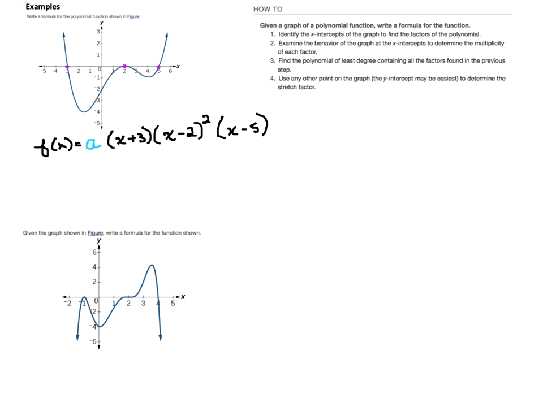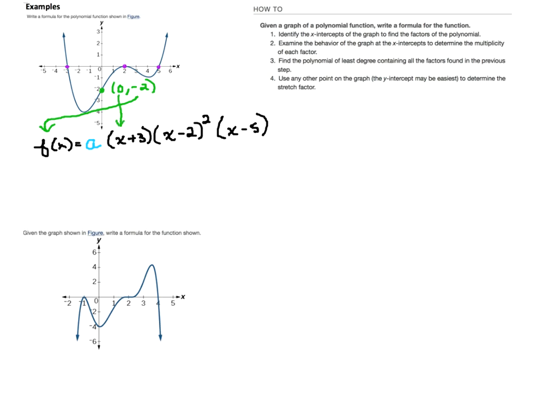It completely crosses, so I'm going to leave that as an understood 1. So I already know my linear factors. Now I need to figure out, okay, what is that stretch factor? So what you do is you choose any point that exists on the function, and I'm going to use my y-intercept. You don't have to use the y-intercept, but that point is just nice and neat. It puts a zero in there and makes things easy on me. So this is the point (0, -2).